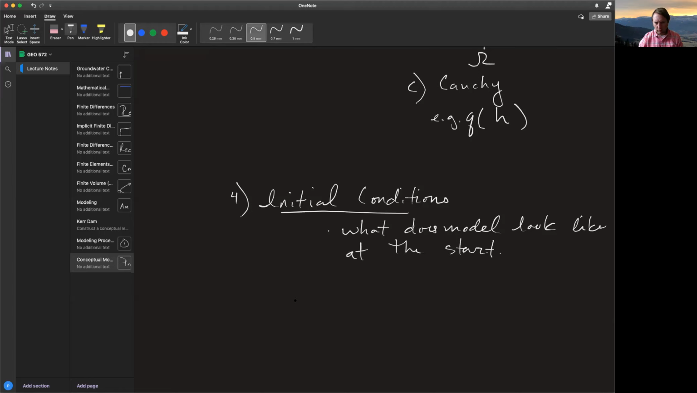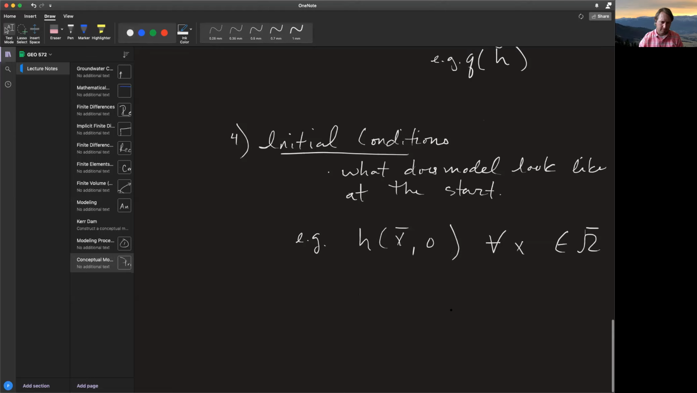So the example of this would be, what's the initial distribution of heads throughout a model domain at time equals 0? So what's the initial distribution of heads for all locations within our domain? All right, fifth, the fifth ingredient we need is the parameters that control the system.